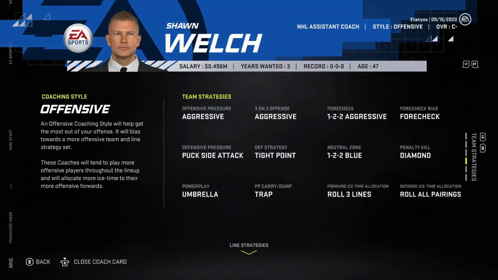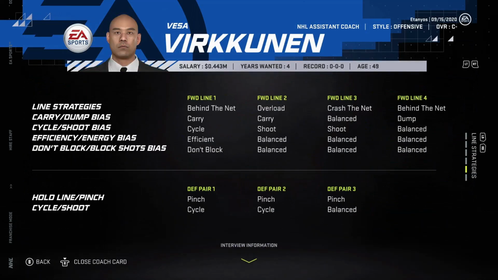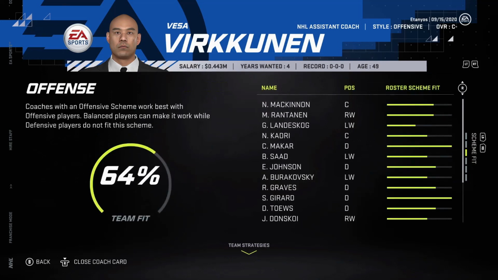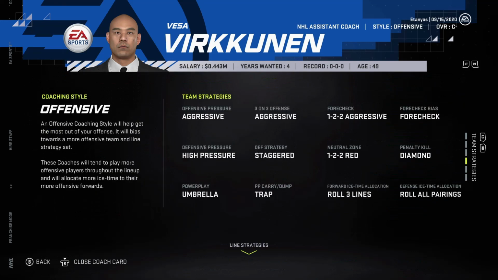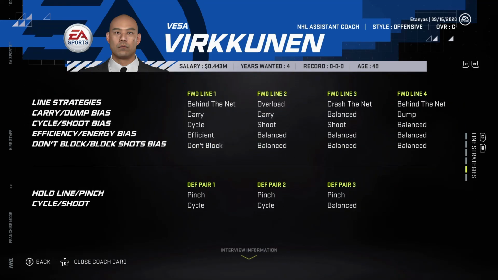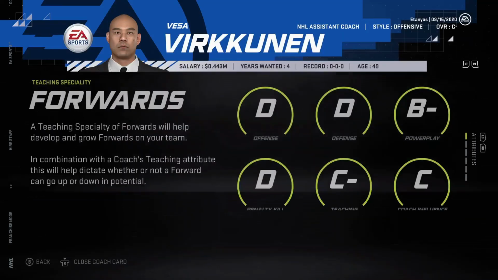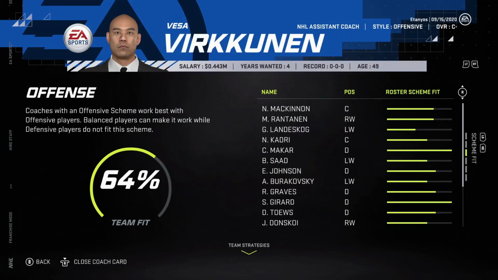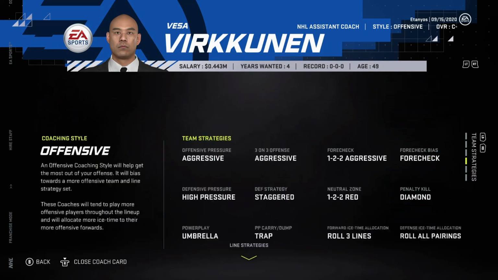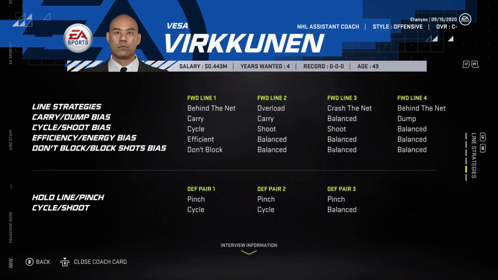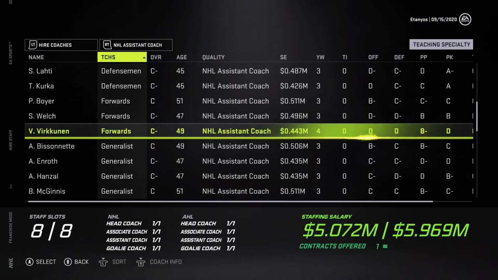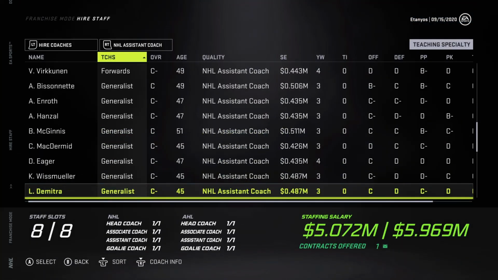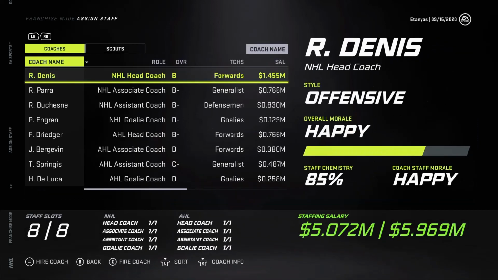Probably not. Like this guy, as you can see, double pinch and cycle. Probably would be a great fit, but somehow is also only a 64%, which I find pretty interesting. Again, he's not a great overall coach and doesn't really fit our top forwards like I would like him to, versus if he was on the second forward line, that would be better. So, again, pick and choose. Try to find your best coach. It doesn't always work out right off the bat. Sometimes you'll have to play around with it a bit.